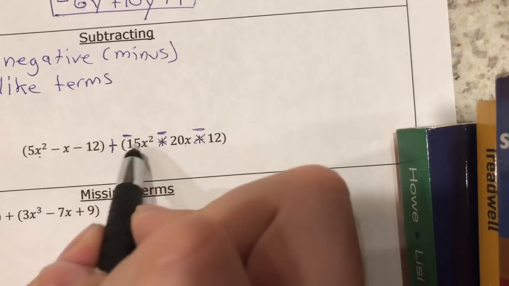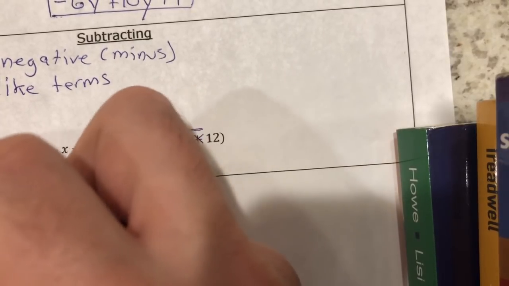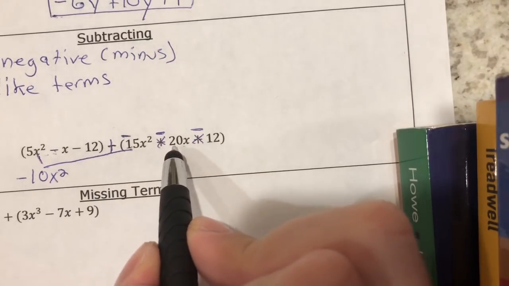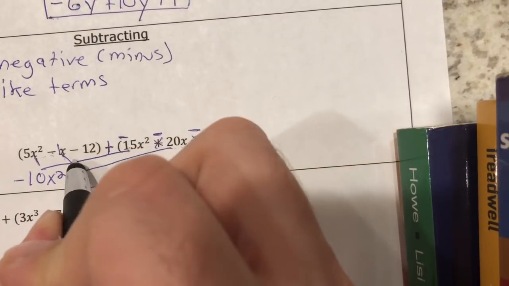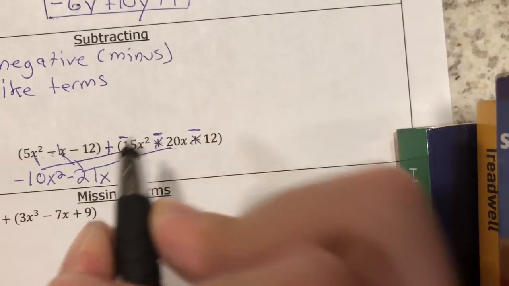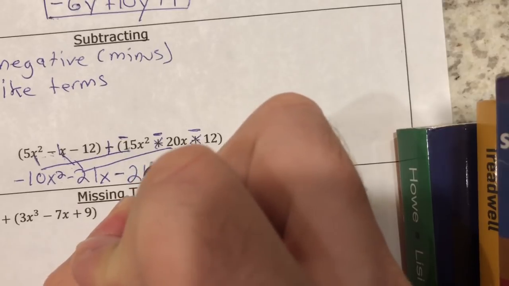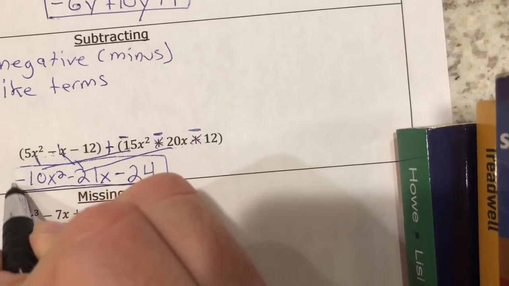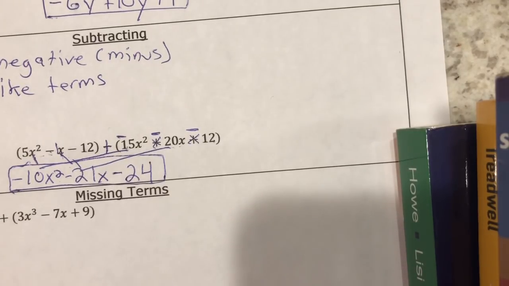So we have 5x squared minus 15x squared, which gives us negative 10x squared. Negative x minus 20x. So that's like negative 1 minus 20, so negative 21x. And then negative 12 minus 12, which is minus 24. And final answer. So pretty much the same idea, just change the signs first.